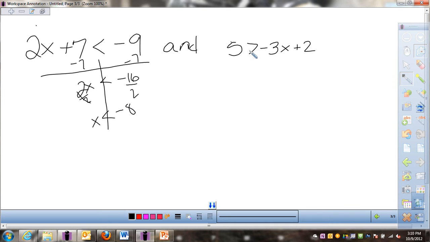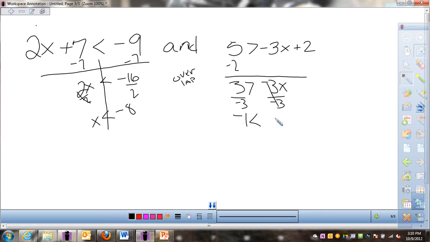It says and, we're going to do this. And means overlap, so we're going to just do the overlap between these two equations. We're going to minus the 2 over here, makes 3. And then divide by negative 3. And what happens when you divide by a negative? It flips the sign, so that becomes less than. And we get negative 1 is less than x.